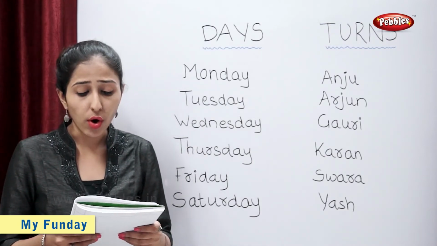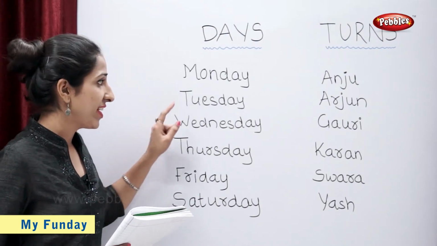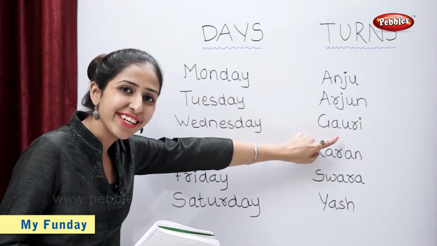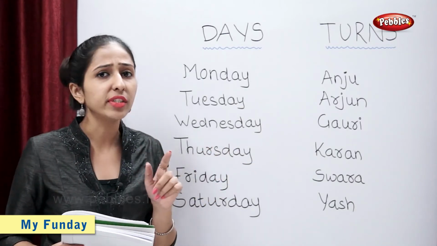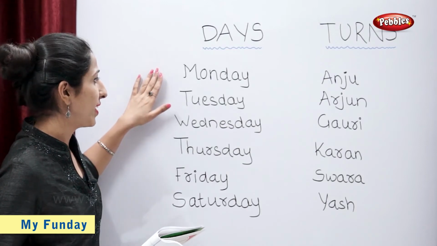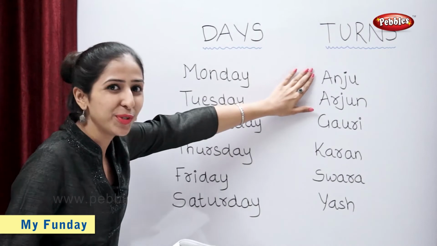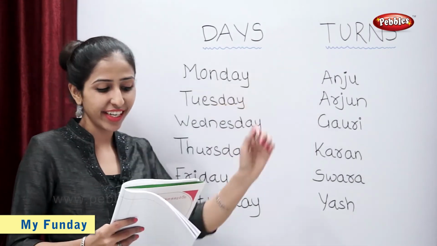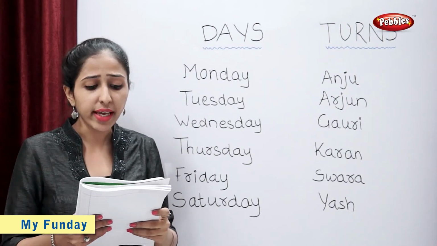Whose turn is it on Wednesday? Wednesday? It is Gauri's turn. Whose turn is it before Tuesday? So, Monday comes before Tuesday. On Monday, Anju's turn. Yash will be sitting on the first bench on the day after.